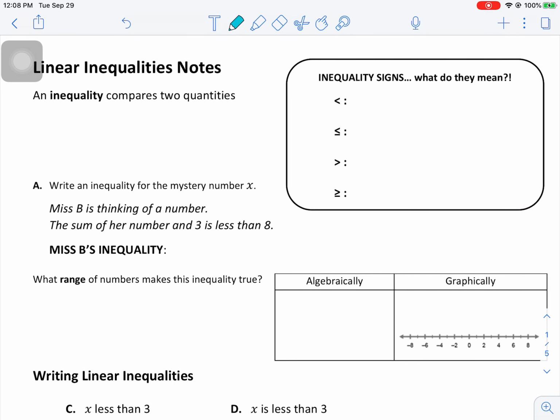Alright guys, so if you missed the linear inequality notes, I just wanted to go through them so that you could see them. Or if you just need a refresher, this will be a great video to watch as well.